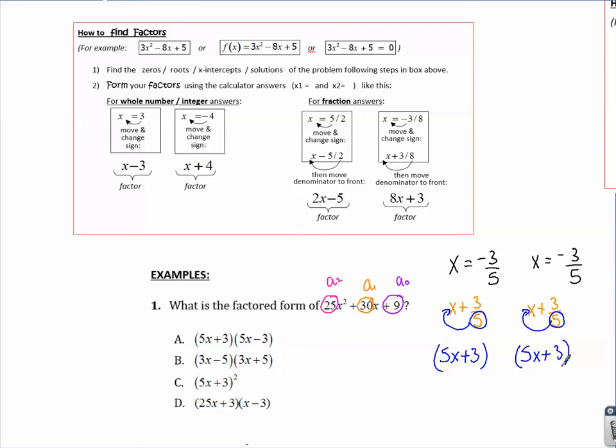Since I have 5x plus 3 and 5x plus 3, we know that our solution is going to be 5x plus 3 times 5x plus 3. So this is the completely factored form. Another way that we can see this written is how it is on our solution, which is 5x plus 3 squared. Because we have two copies of it, this is the same as 5x plus 3 times 5x plus 3. So I know my solution is C.